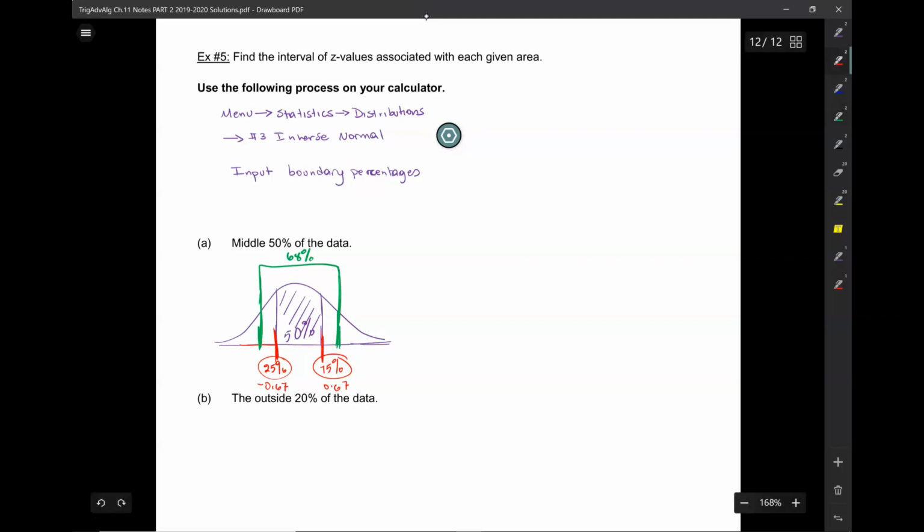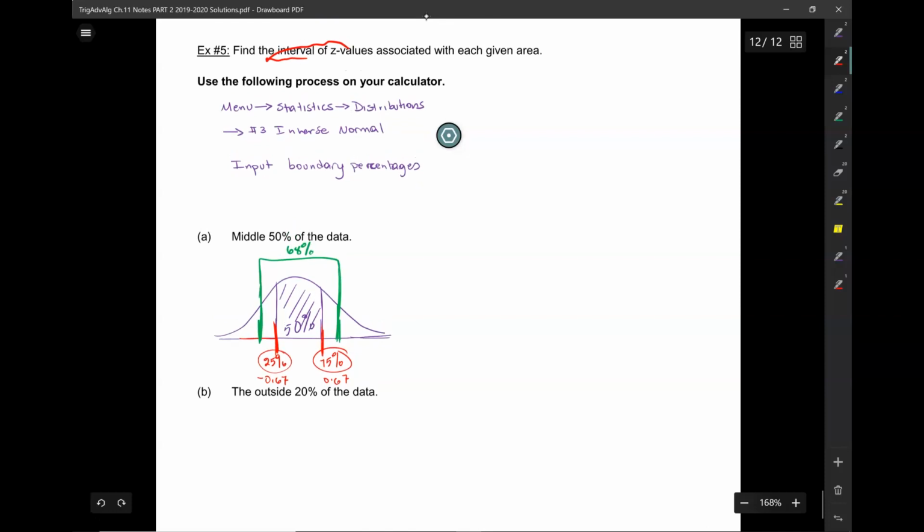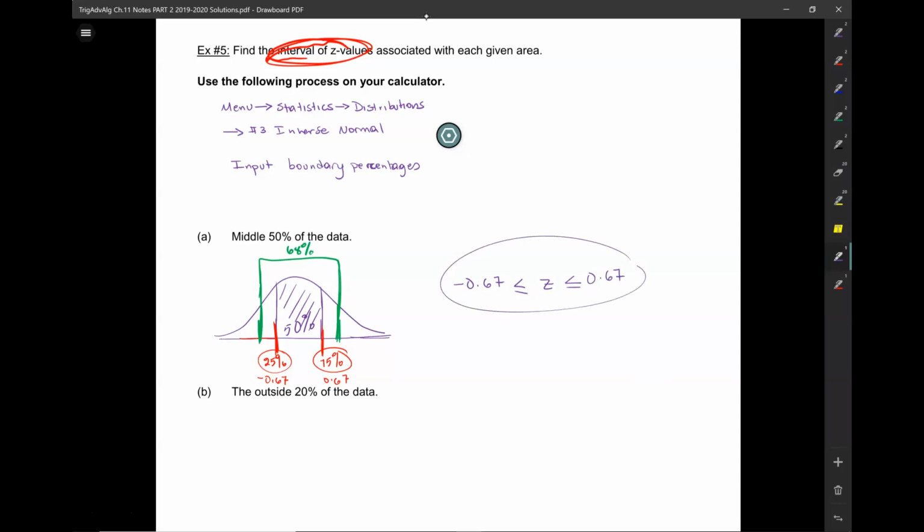Okay, so how do we write this then? We want an interval of z values. It has to be an interval. So we say, because this is the region in between negative 0.67 and positive 0.67, I say negative 0.67 less than or equal to z less than or equal to positive 0.67, meaning z is in between these two numbers.